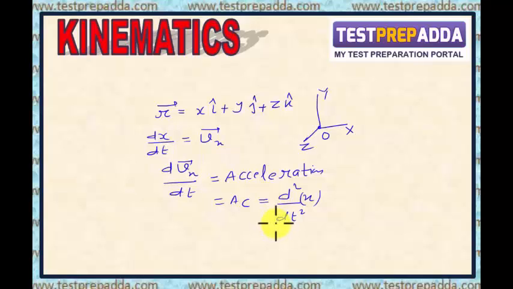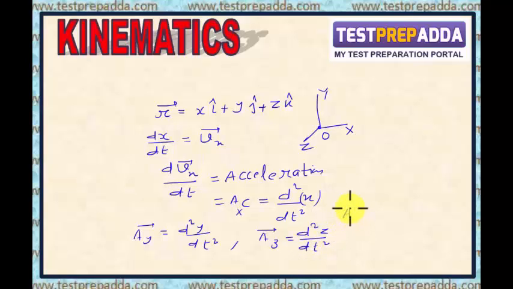Now similarly dy by dt will be written as vy, and dvy by dt will be written as acceleration in y direction. So if I consider this as ax, ay, I can write as d square y by dt square, and az I can write as d square z by dt square. So the acceleration will become what? d square x by dt square i cap plus d square y by dt square j cap plus d square z by dt square k cap. So this way we get acceleration.